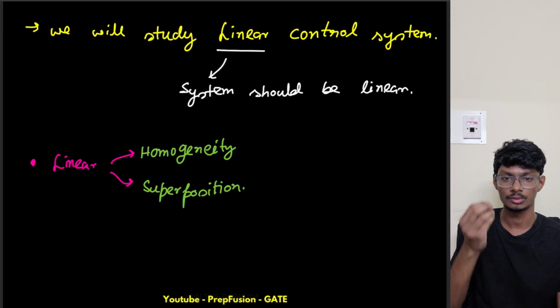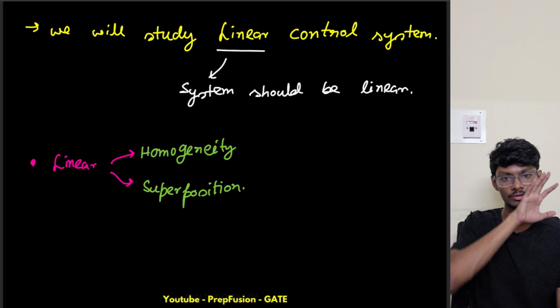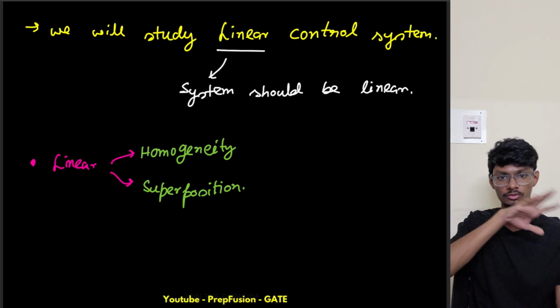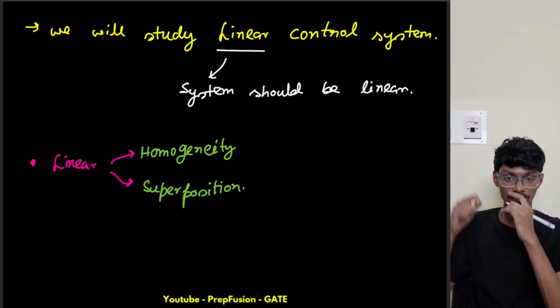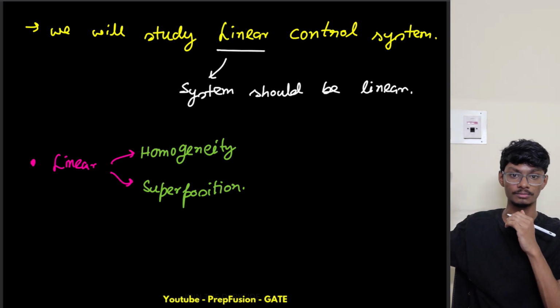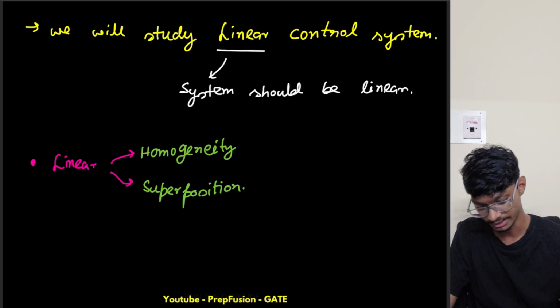For example, superposition means if I give some input x1 and I get some output y1, so you give 1, you get 2, and then you give input 2 and you get 3. If I now give the input 1 plus 2, then what should be the output? That y1 plus y2, right? That means superposition. So let me write this.